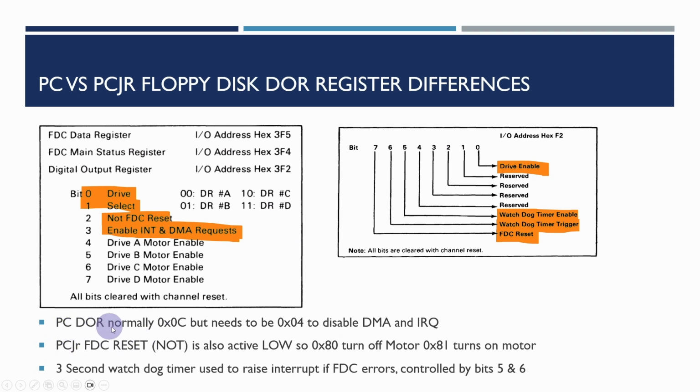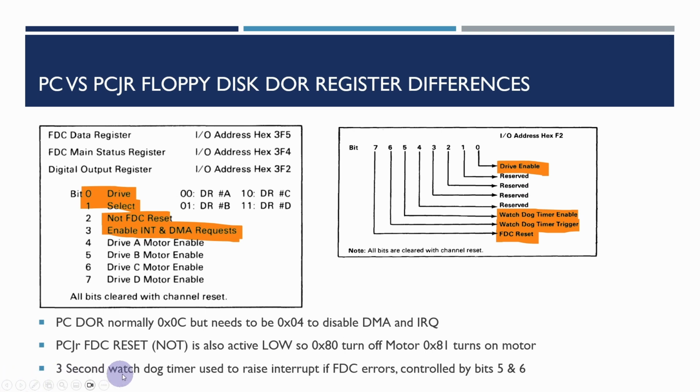So normally the PC initializes the operation register with 0C, which basically means bits 3 and 2 are set. That enables interrupts and DMA and means not reset, so reset is actually active low. Now going forward we need to change this to just 4, so we just want the reset to be set to 1 so that we disable DMA and interrupts. The PC Junior also has an active low reset, although it doesn't say that in the documentation there. In the code of the PC Junior, 8.0 turns the motor off and 8.1 turns the motor on, for example, which is a common thing we see lots of.